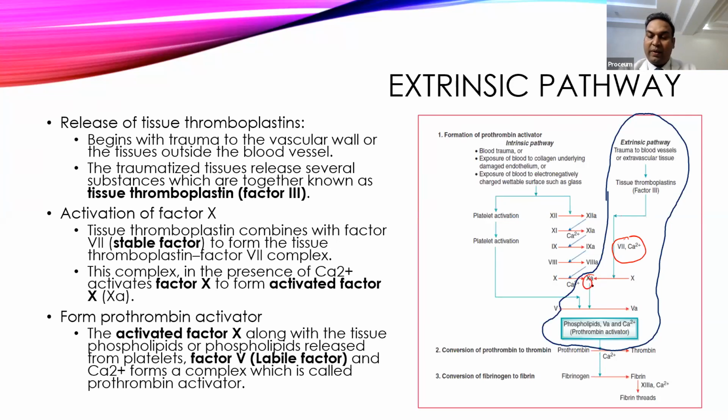Once activated factor 10 is formed, along with the tissue thromboplastin, calcium, phospholipid, and activated factor 5, it will together form prothrombin activator. This is one of the shortest pathways, the extrinsic pathway, very simple. All these factors come together to form prothrombin activator, and they convert prothrombin into thrombin. Is the extrinsic pathway understood?